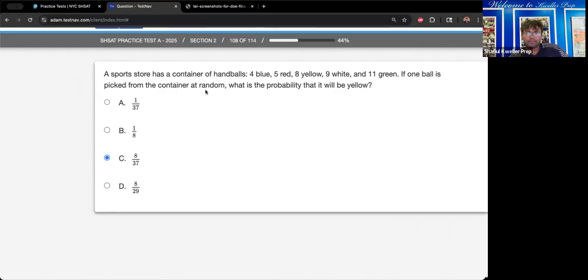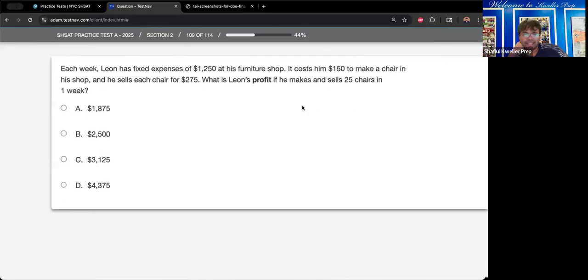Yeah, we're almost done. Leon has fixed expenses. It costs him $150 to make a chair in his shop, and he sells each chair for $275. What is Leon's profit if he makes and sells 25 chairs in 1 week? So it costs him 150 to make a chair, and he sells each chair for 275. So if it costs him 150 and he sells it for 275, he's making $125 profit per chair. And he has fixed expenses of 1,250.